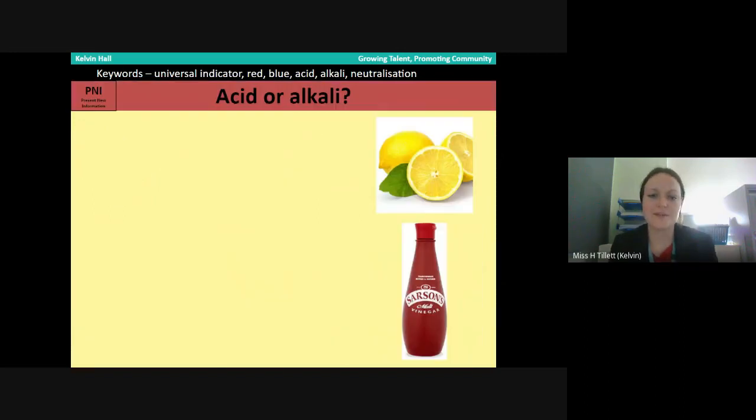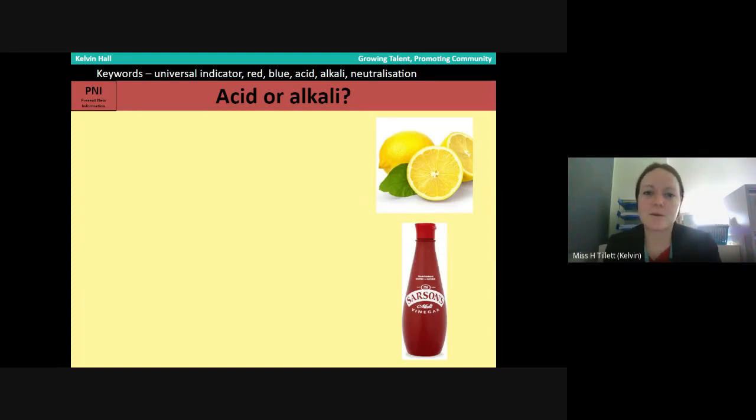So why are we doing this? When you get to Kelvin in Year 7, one of your first topics is going to be all about acids and alkalis. Now, acids and alkalis are chemicals, and most substances can be described as either an acid or an alkali.